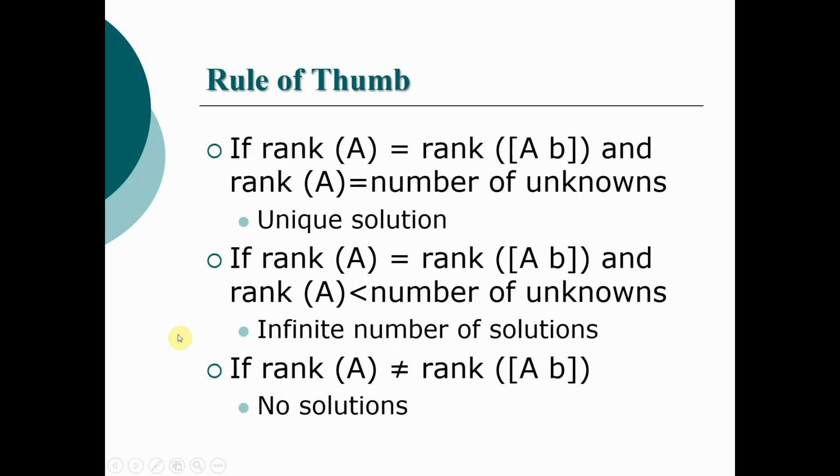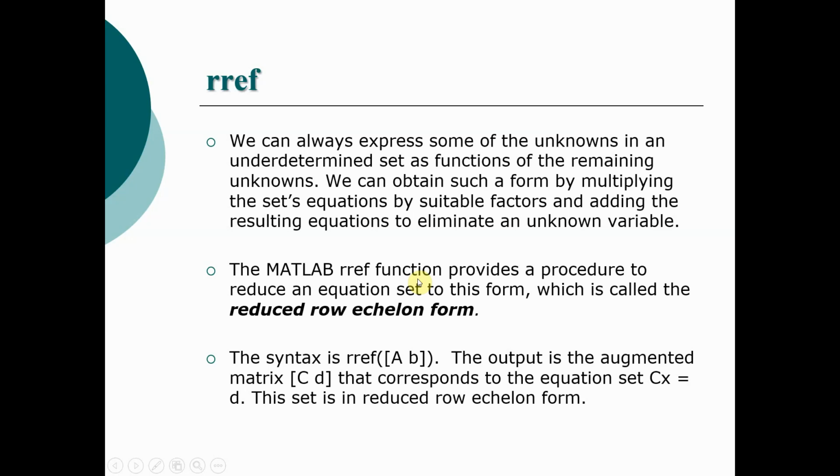So this summarizes what we just learned. If the rank of A is equal to the rank of the augmented matrix AB and the rank of A is equal to the number of unknowns, we have a unique solution. If the rank of A is equal to the rank of the augmented matrix AB and the rank of A is less than the number of unknowns, we have an infinite number of solutions. And if the rank of A is not equal to the rank of AB, we have no solution. So this is what you can use to find how many solutions your system has.